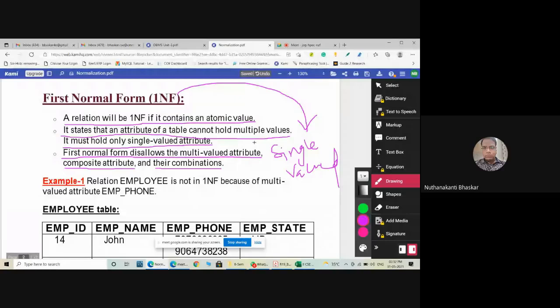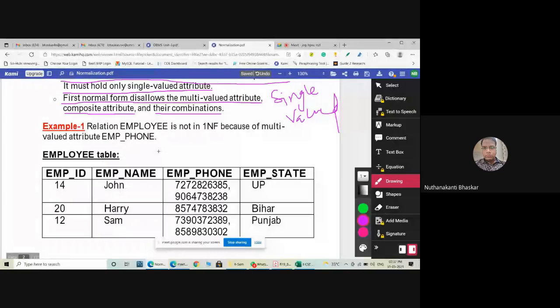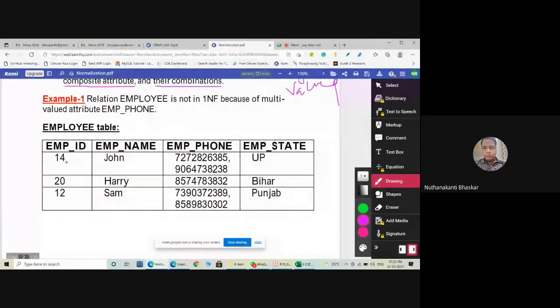Right. Now, I will show you one example. Here this is an employee table: employee ID, employee name, employee phone number, employee state. Now, employee ID is 14, employee name is John, and he has two phone numbers, so he entered two phone numbers. Now, Harry has only one phone number. Sam again has two phone numbers.